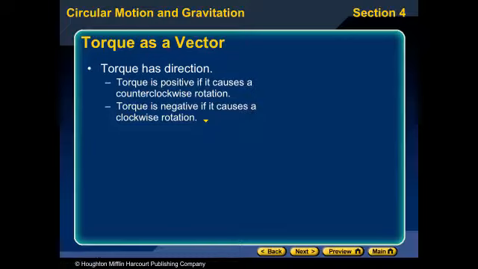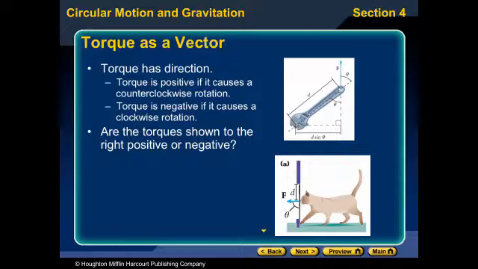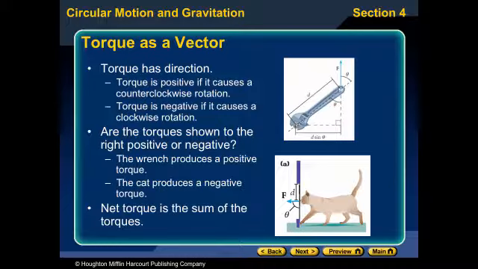Okay, torque has a direction. It's positive if it causes counterclockwise rotation and negative if it causes clockwise rotation. So are the torques shown to the right positive or negative? This force is going to cause a counterclockwise rotation, so that one is probably positive. This force is going to cause a clockwise rotation, so that should be negative. The net torque is the sum of all the torques on that system.